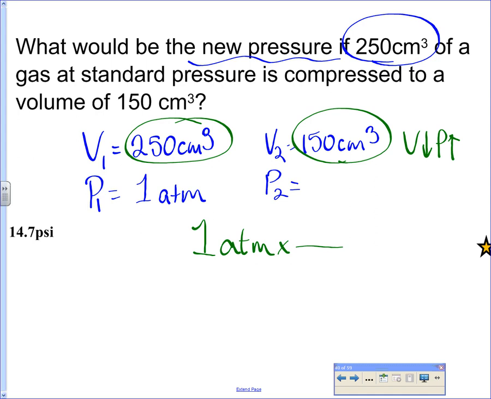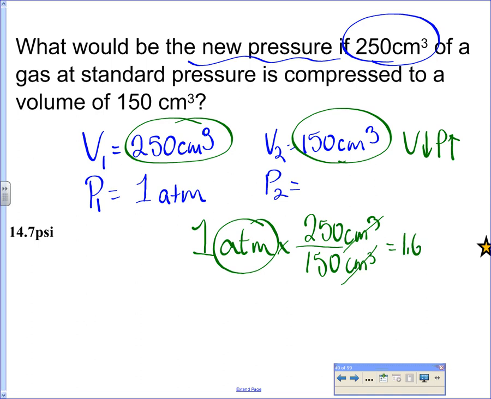So I'm going to create a fraction out of this so that my result will be higher. To create a fraction with my result higher, I need to put a bigger number on top. So the 250 centimeters cubed will go on top of the 150 centimeters cubed, causing them to cancel. So I'm going to end up with a pressure, which is what I want. If I multiply 1 times 250 divided by 150, I get 1.67 atmospheres. So this is a Boyle's law problem, a pressure-volume relationship.